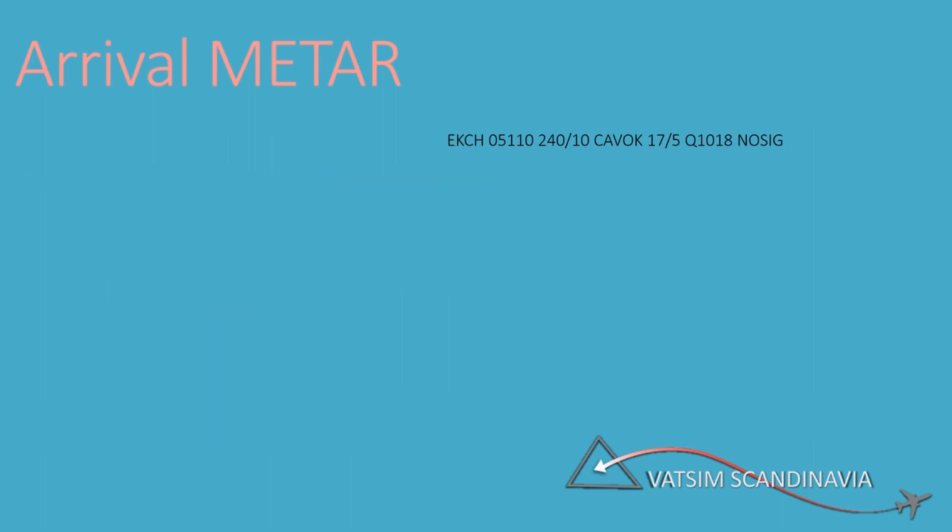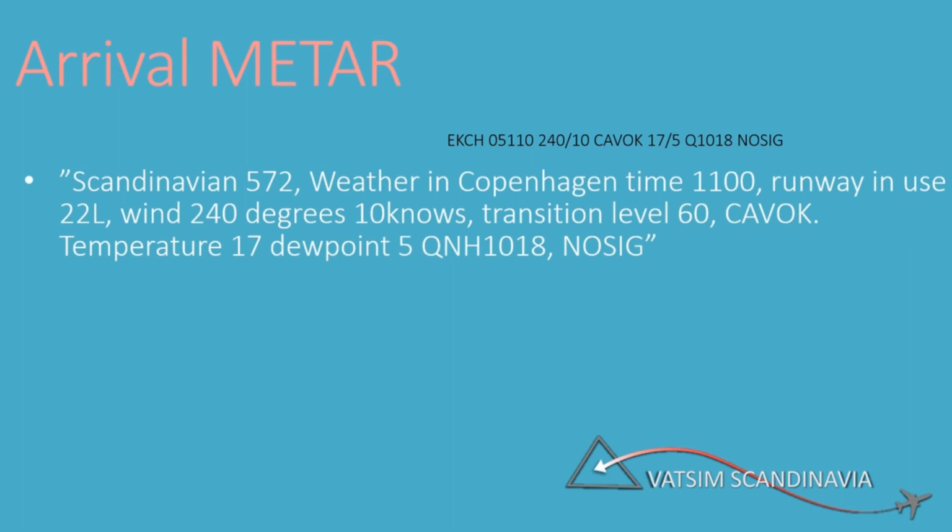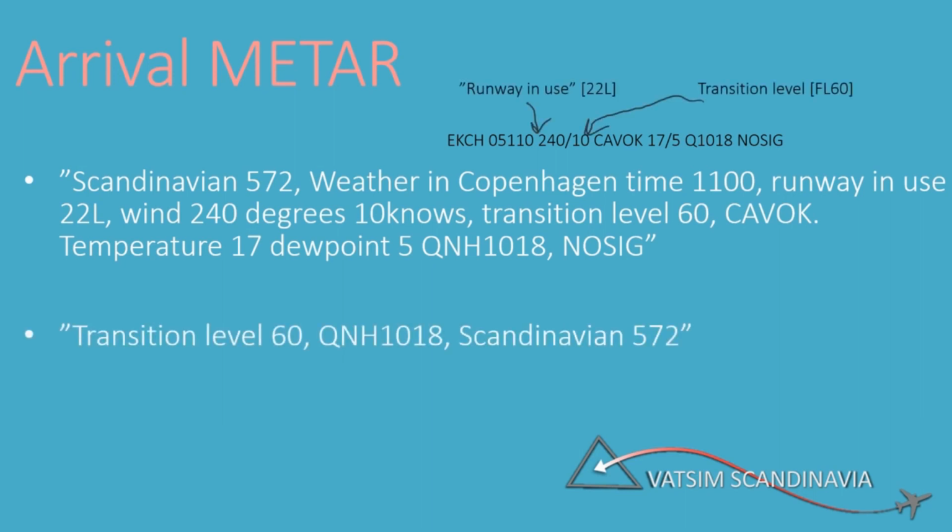So let's take an example about this. Scandinavian 572, weather in Copenhagen, time 1100, runway in use 22 left, wind 240 degrees 10 knots, transition level 60, CAVOK, temperature 17, dew point 5, QNH 1018, NOSIG. The pilot will then read back the two things, transition level 60, QNH 1018, Scandinavian 572.